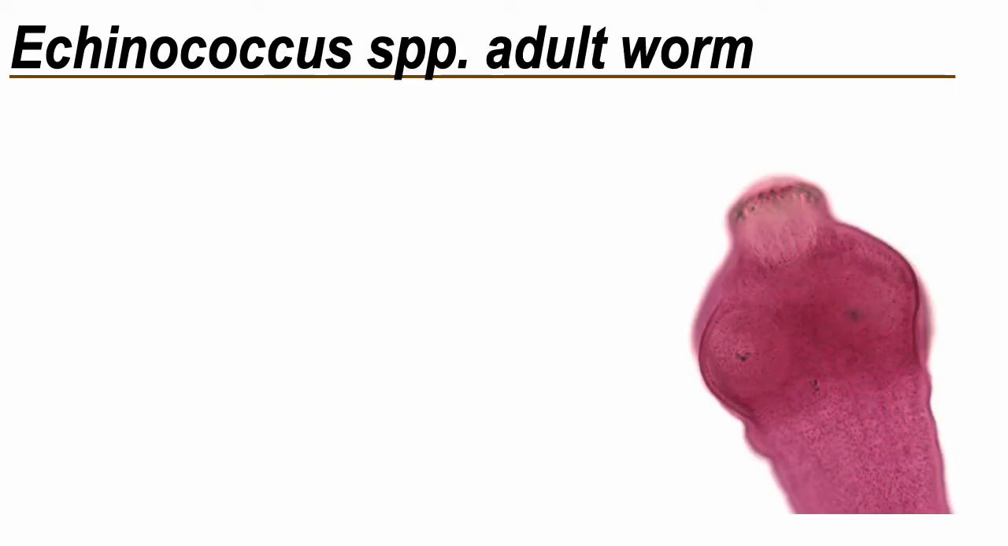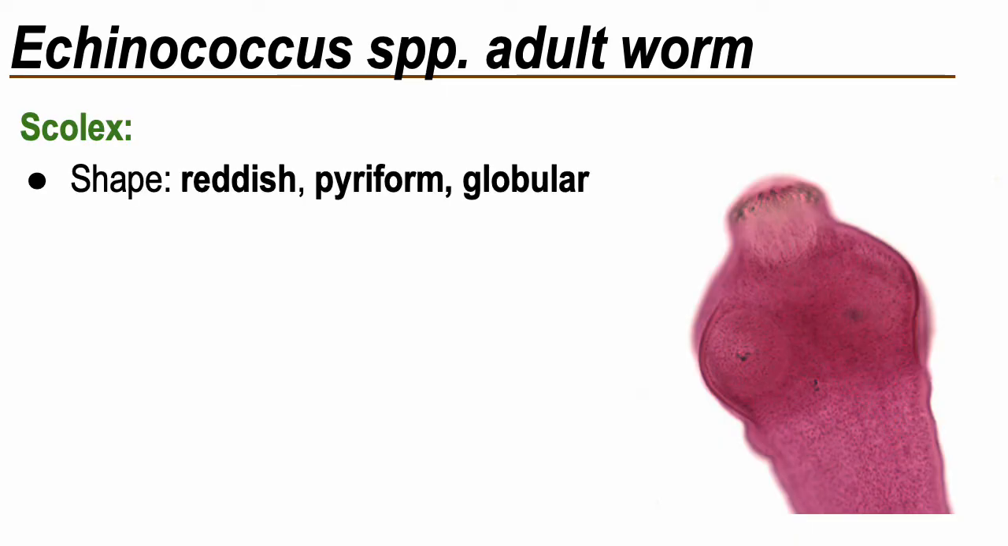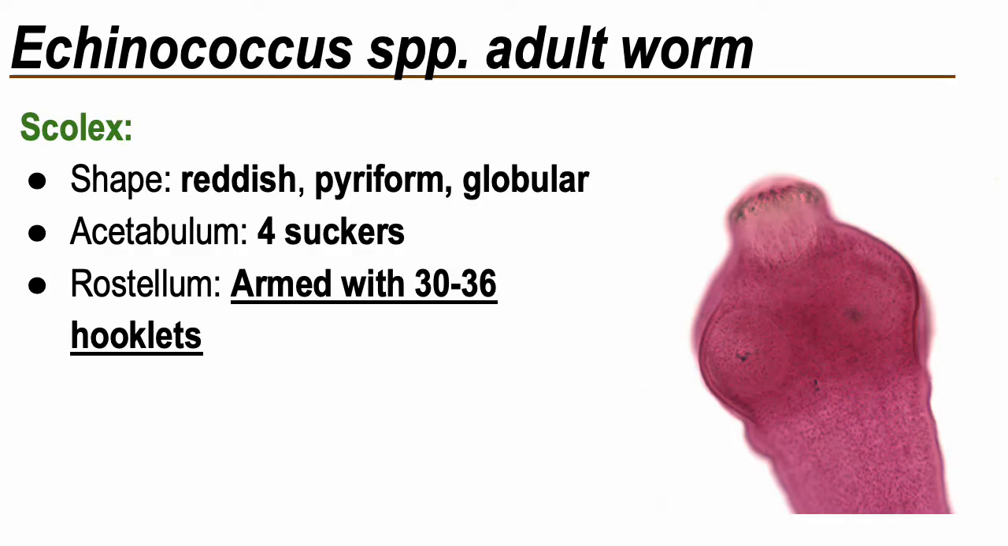The next one is the adult worm for Echinococcus granulosus. The adult worm inhabits the small intestines of canines. It measures around 3 to 6 millimeters in length and possesses a pyriform scolex, which is somewhat reddish and globular. Just like the other cyclophyllideans, it contains 4 acetabula or 4 cup-shaped suckers, and the rostellum of this parasite is armed with 30 to 36 hooklets.